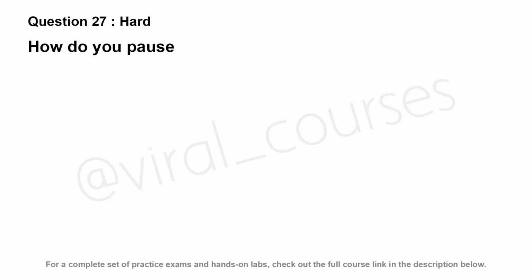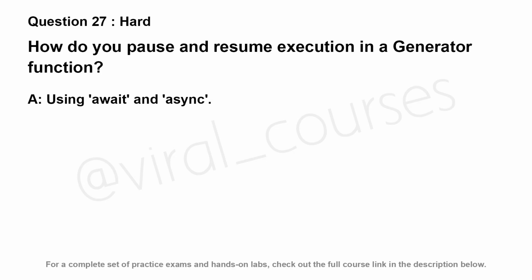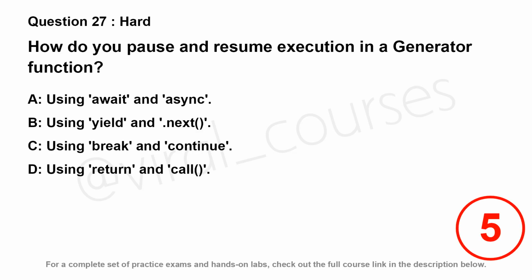How do you pause and resume execution in a generator function? Option A. Using await and async. Option B. Using yield and next. Option C. Using break and continue. Option D. Using return and call.